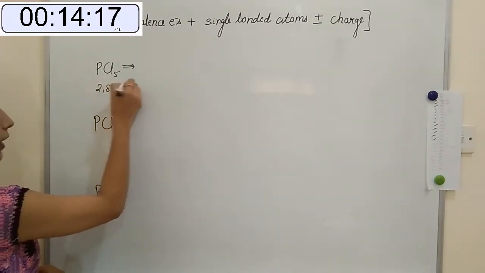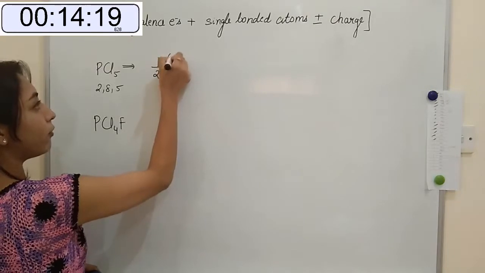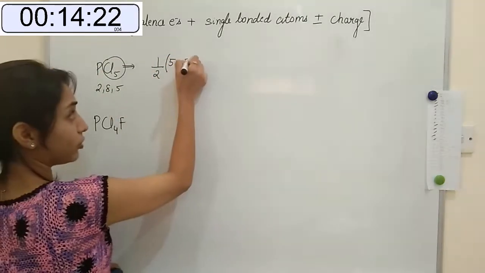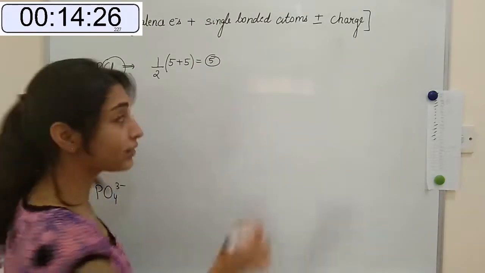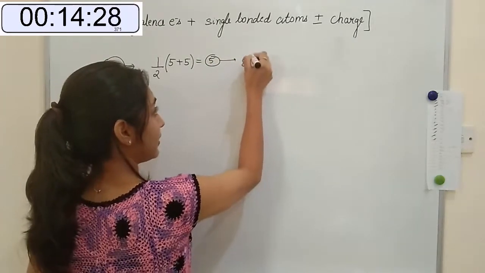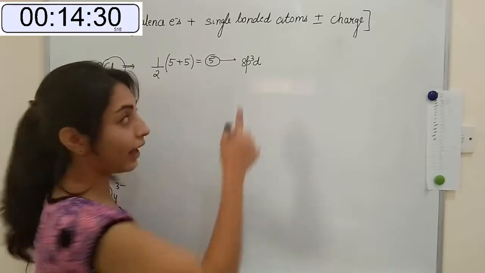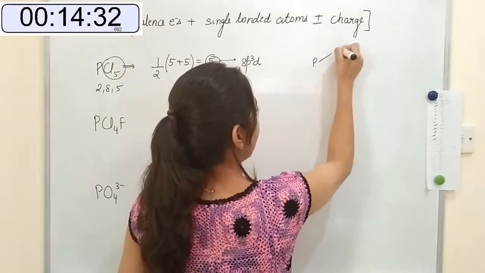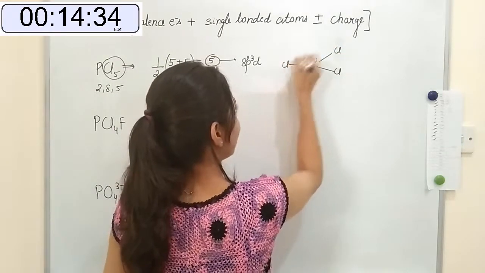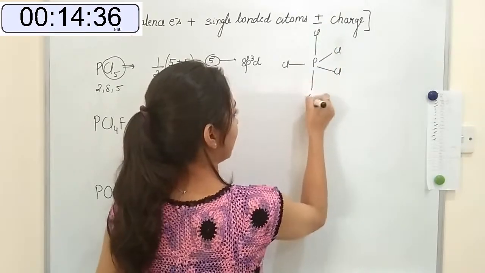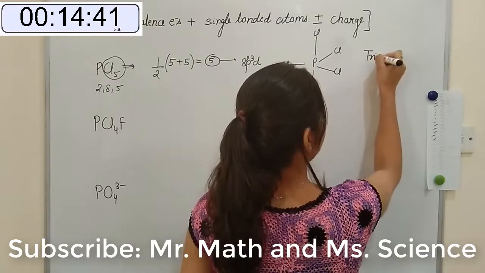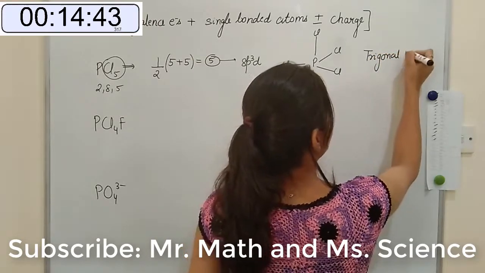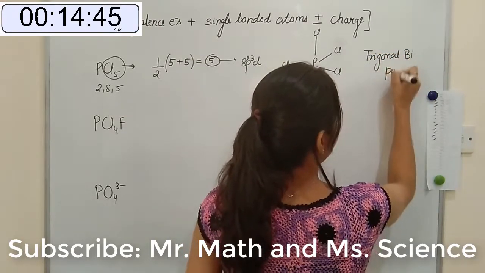Phosphorus is 2, 8, 5, so half 5 plus number of atoms attached by single bond 5. Now if it is 5, I told you last video, hybridization is sp3d, and if it is sp3d, it should be something like this and 2 Cls like this. So these 3 are equatorial, 2 are axials. So the shape is trigonal bipyramidal.